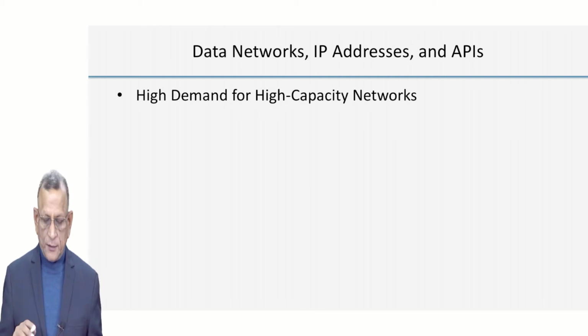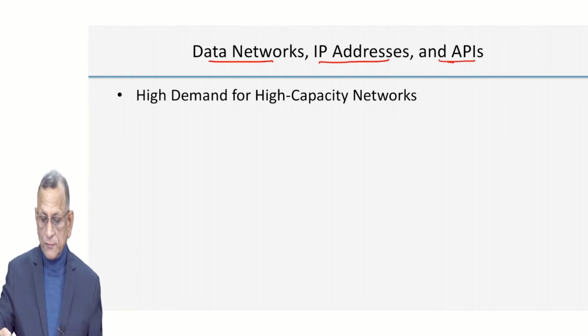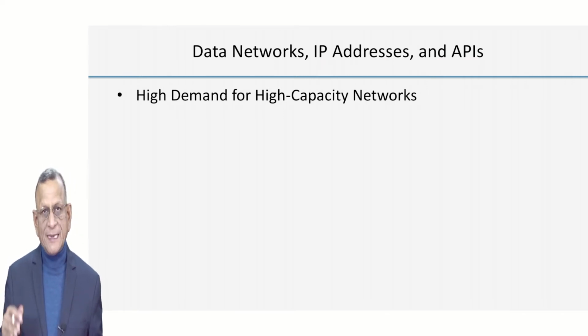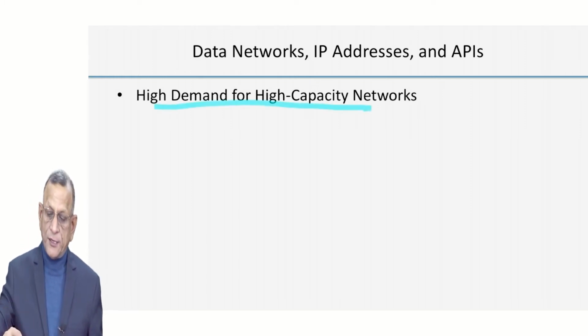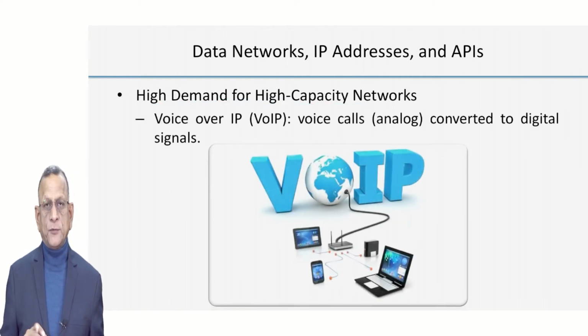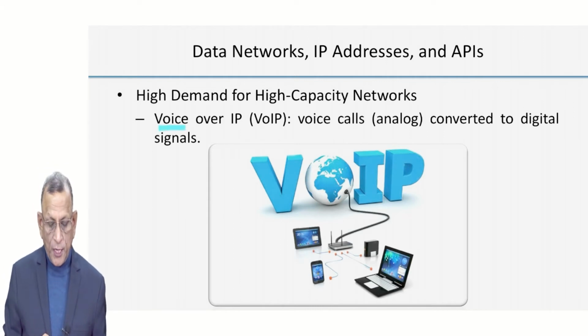Let us understand something about data networks, IP addresses and APIs more. We have seen something related to such terms, but let's understand more. This is related to the high demand for high capacity networks. What kind of usage we are experiencing nowadays is voice over IP.